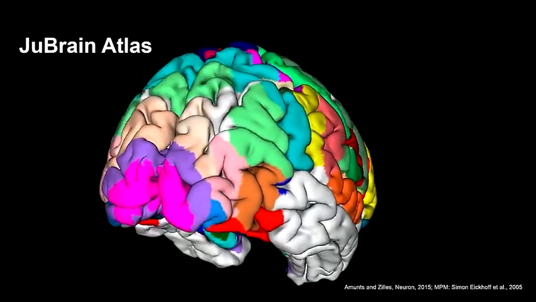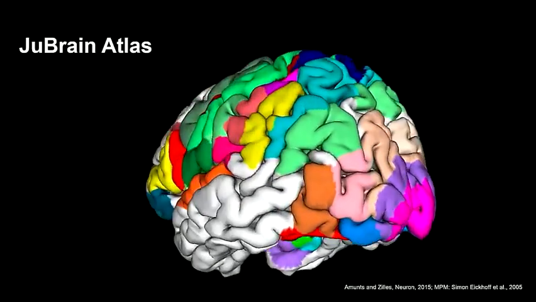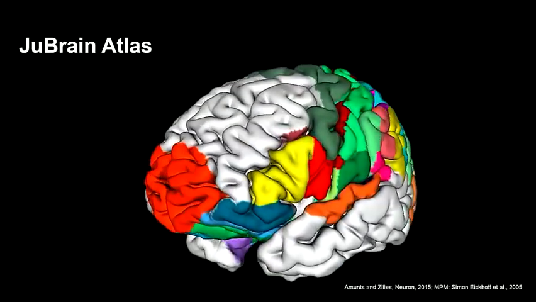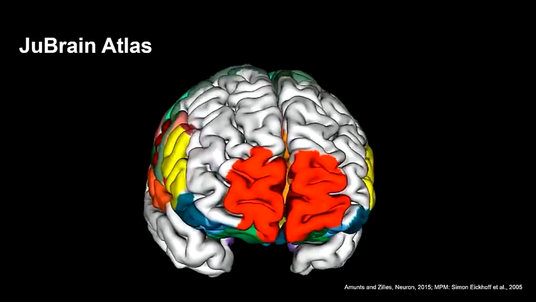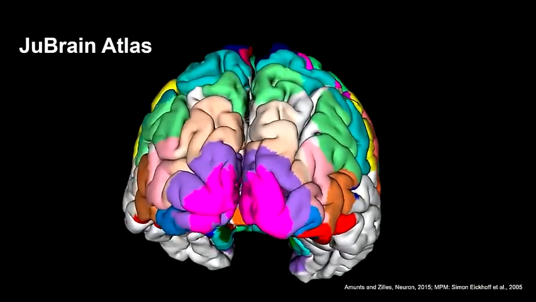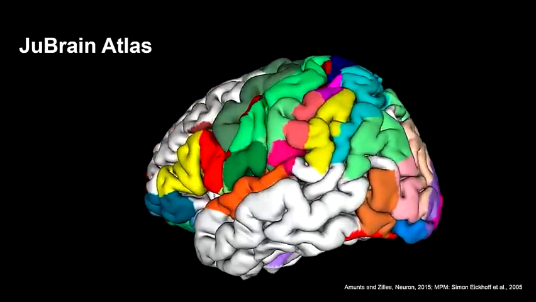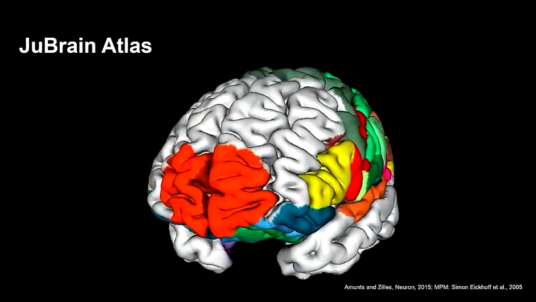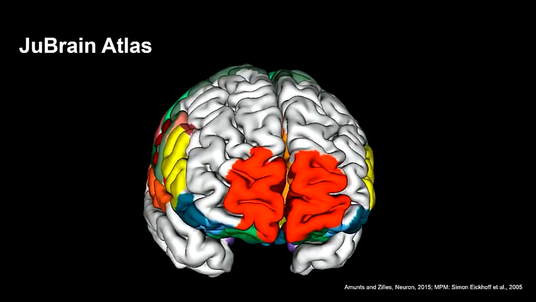Based on these probability maps, so-called maximum probability maps can be calculated, and these are examples of maximum probability maps of different brain regions. So this is the primary visual cortex. Here we have the premotor cortex, the frontopolar area 1, and these areas are available for download. They can be used to better localize functional imaging data.